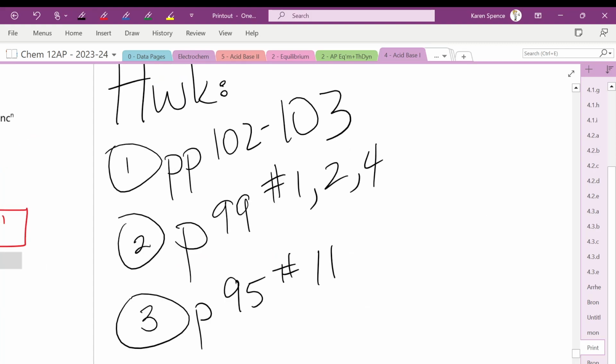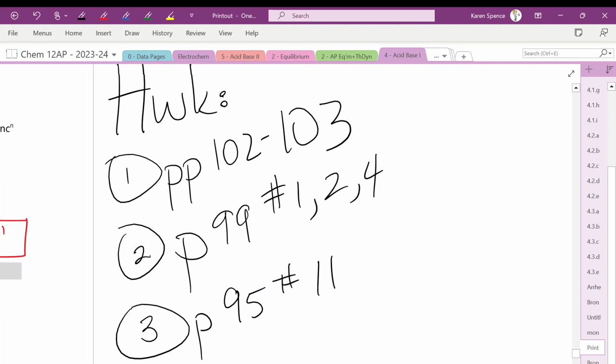Okay, so lovelies, your homework: page 102, 103. This is just 2 questions, okay? Page 99, numbers 1, 2, and 4. All right, and then page 95, number 11. You're welcome to do more questions, obviously, from any of those pages, but that will give you a good mixture of all of the KA type questions. All right?